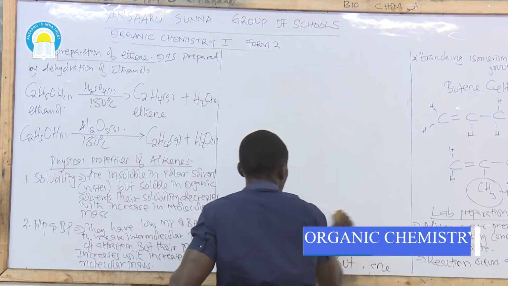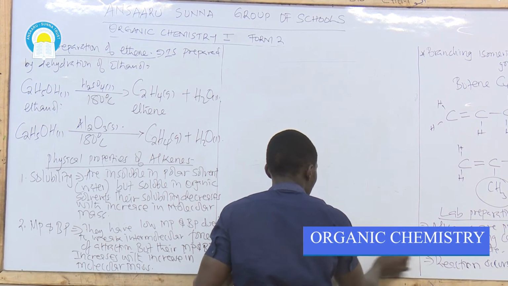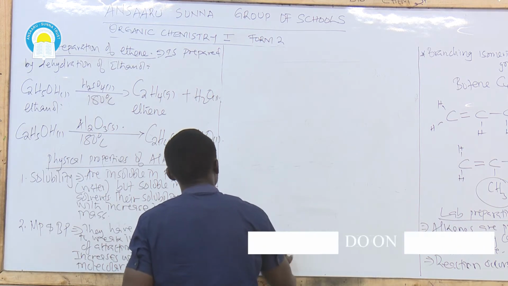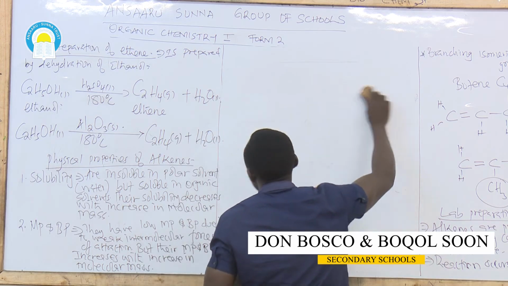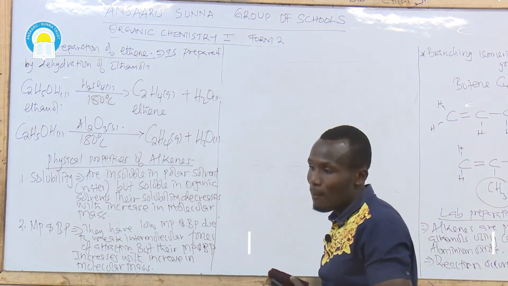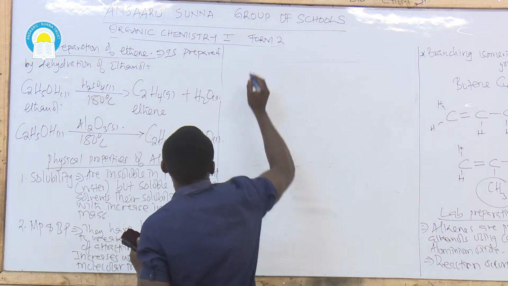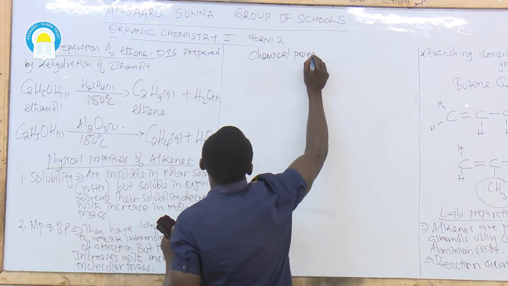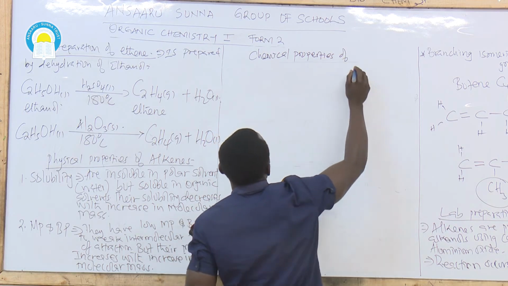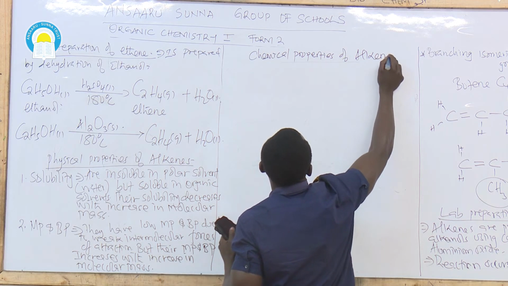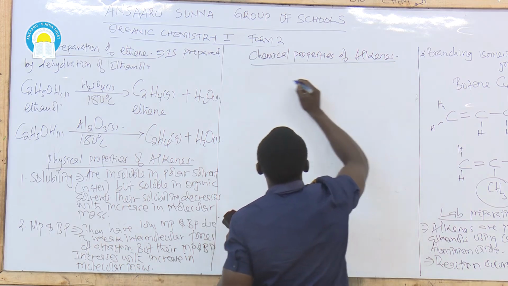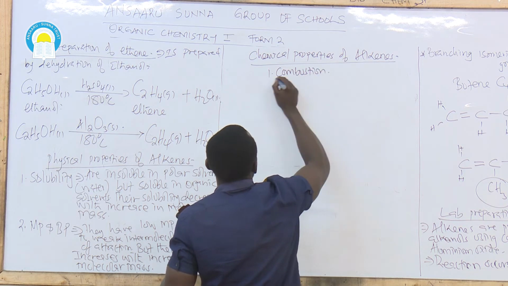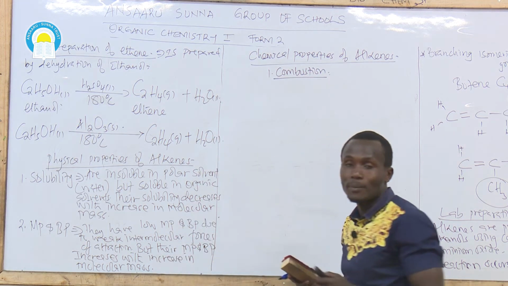So the first chemical property of alkenes is combustion. We check on combustion. Combustion means burning in air. How do alkenes burn in air? So we check on chemical properties of alkenes. And the first one we have said is combustion, that is burning in air.